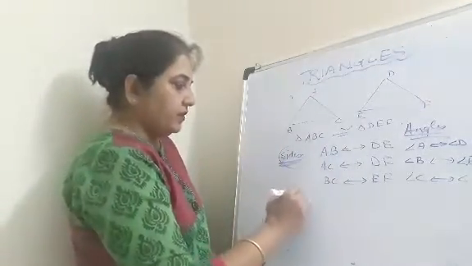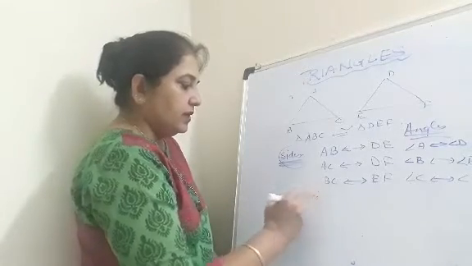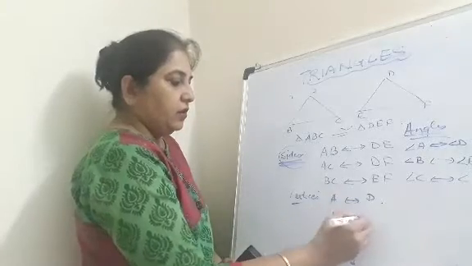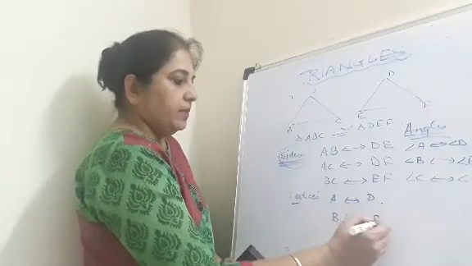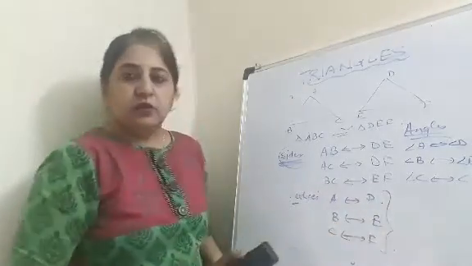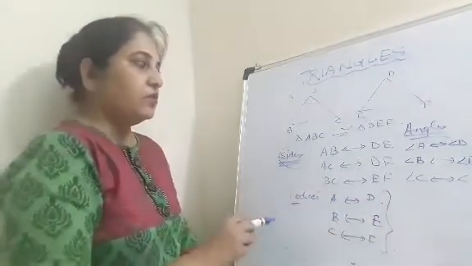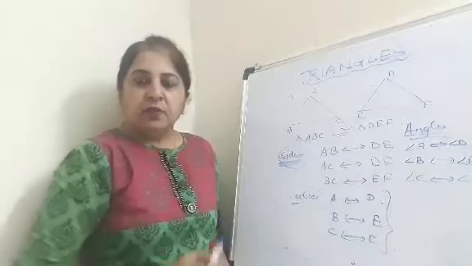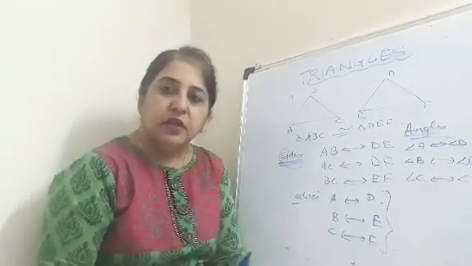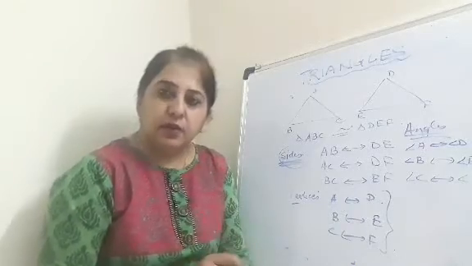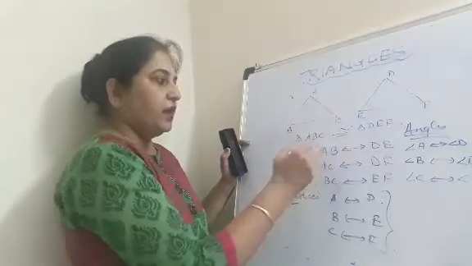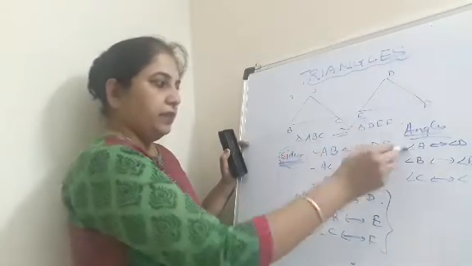Then vertices. When we talk about the vertices, A will correspond to D, B will correspond to E, and C corresponds to F. So these are the corresponding parts of the two congruent triangles. Remember that if the two triangles are congruent, their corresponding parts are equal. I repeat, when the two triangles are congruent, their corresponding parts are equal.